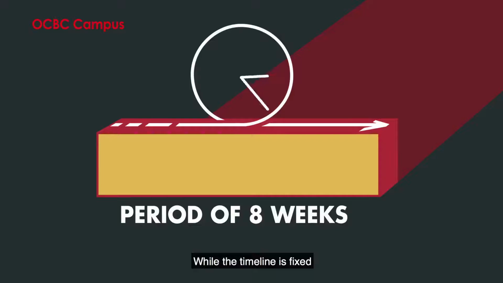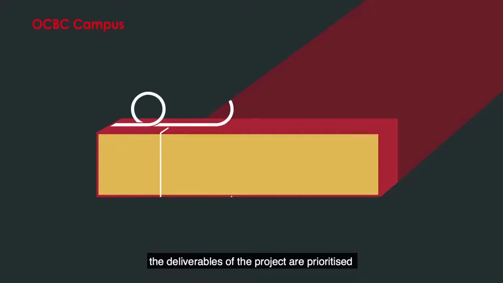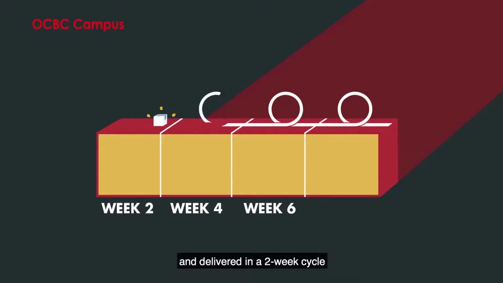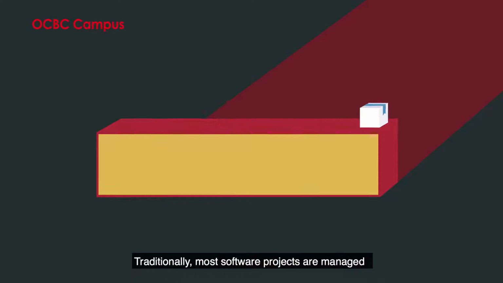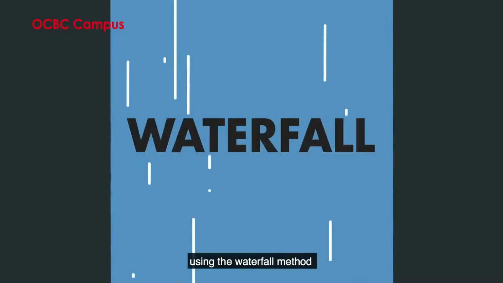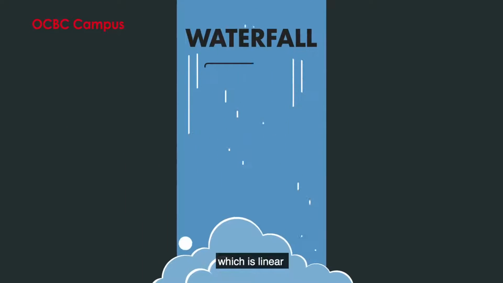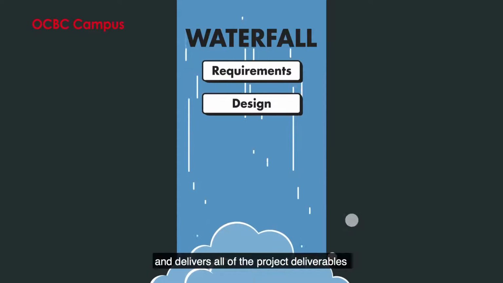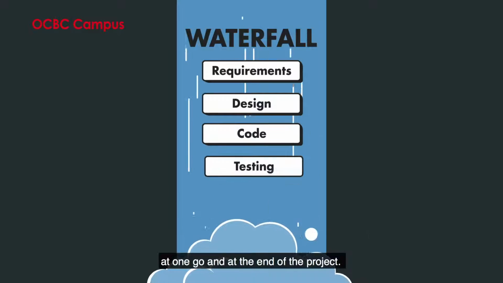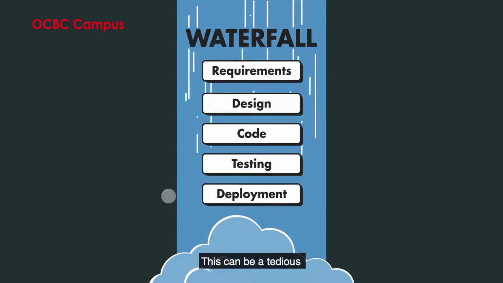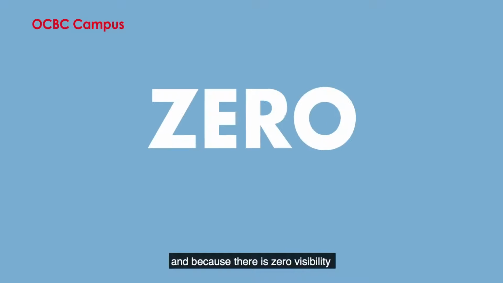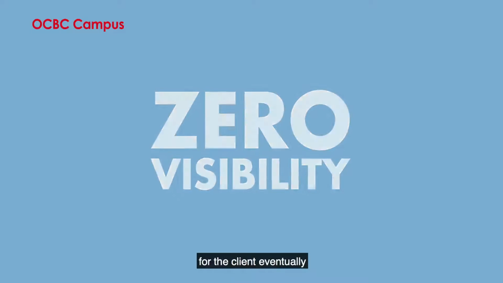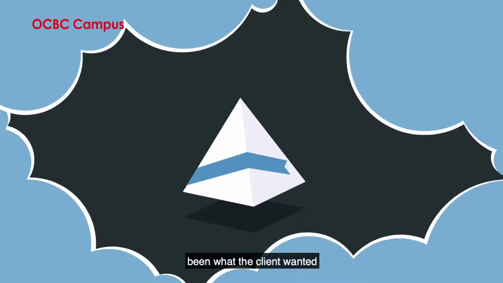While the timeline is fixed, the deliverables of the project are prioritized and delivered in a 2-week cycle, otherwise known as sprints or iterations. Traditionally, most software projects are managed using the waterfall method, which is linear and delivers all of the project deliverables at one go and at the end of the project. This can be a tedious and time-consuming approach, and because there is zero visibility to the client eventually, the deliverables might not have been what the client wanted.